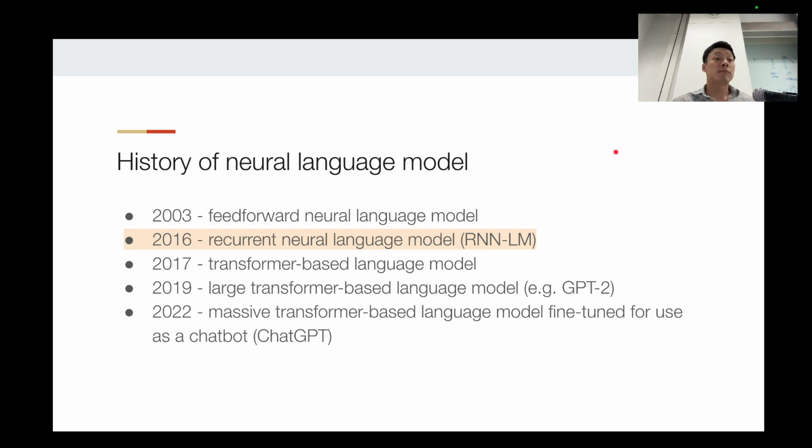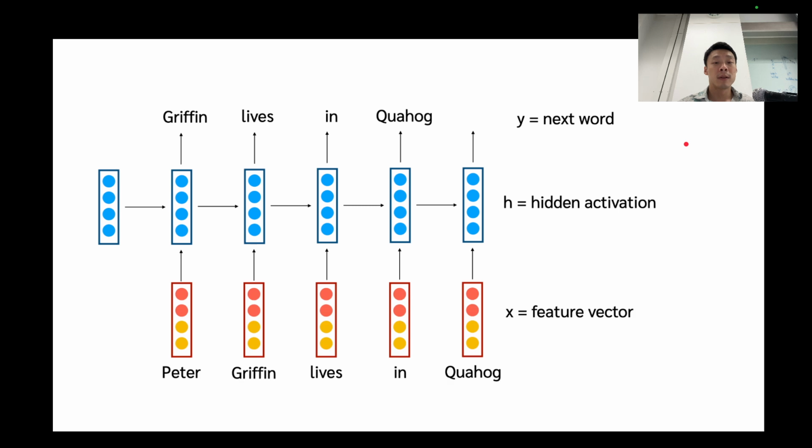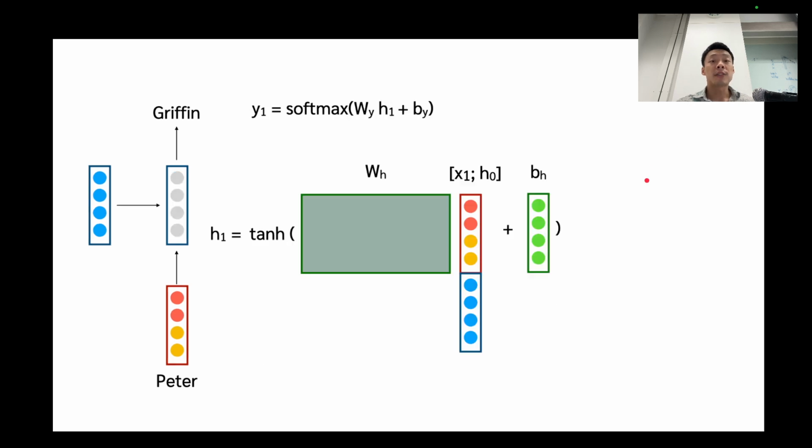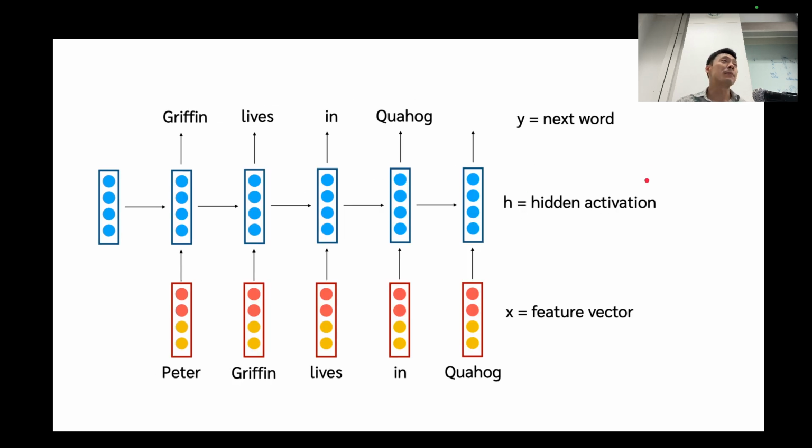So feedforward, and then nothing happened for a long time. And then in 2016, we got RNN. It's actually a very old idea, but people brought it back now that we have better computers. The idea is to use RNN so that you can go back as far as you want.